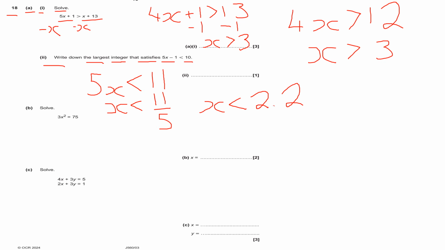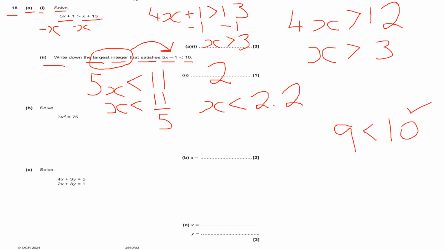So the largest whole number that satisfies this inequality will be 2, because when x is 2, that's less than 2.2. x cannot be equal to 3 because 3 is bigger than 2.2. So the largest integer that satisfies this linear inequality is x equals 2. Checking: 5 times 2 is 10, 10 minus 1 is 9, 9 is less than 10. Therefore, that statement is true.